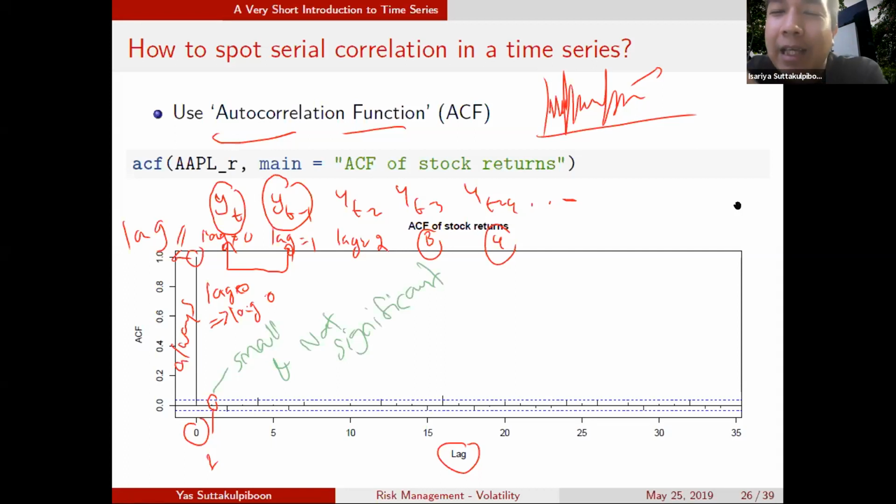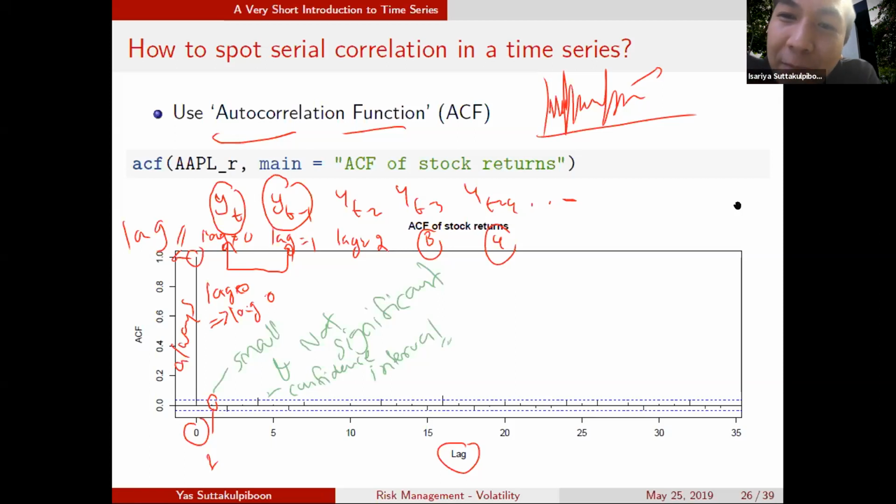Why? If you remember regression, I'm not going to go over the confidence interval and all that, but the dotted blue lines are the confidence interval. If the correlation goes above or below the dotted line, the correlation is significant, meaning there are some patterns there. However, there's no pattern between today and yesterday. That means if the stock goes up today, tomorrow is like flipping a coin. You don't really know what's going to happen tomorrow.